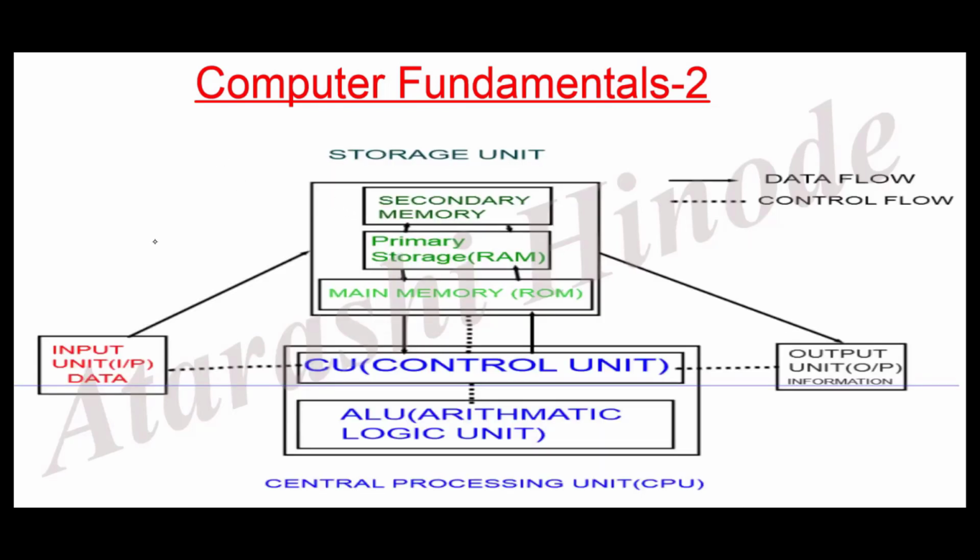In the previous tutorial, we have learned data flow of computer hardware. The data from the input unit is recognized by the CPU and it is loaded into the storage unit. So after a number of clock cycles, the data is processed by the CPU and then the desired output is sent to the output unit as information.